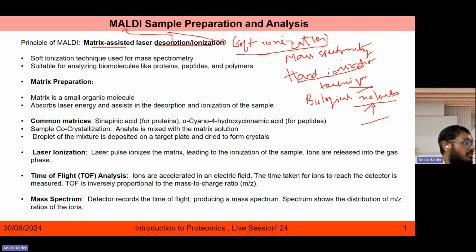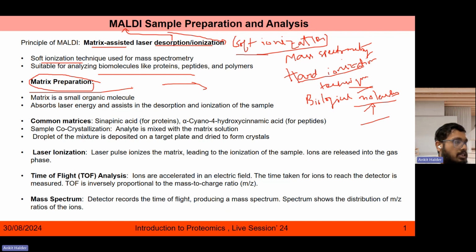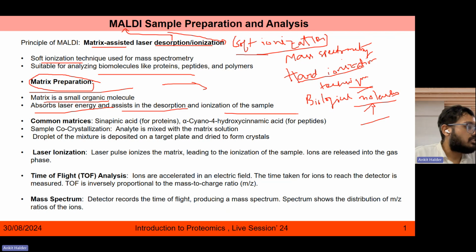So this was for analyzing biomolecules like proteins, peptides, and polymers. Now, what is this matrix preparation? After the matrix is prepared, in the vacuum the ions that are generated can reach the analyzers, and then we can identify those particular peptides. Now, what is this matrix, and how is it prepared? The matrix is a small organic molecule that absorbs the laser energy and assists in the desorption and ionization of the sample.